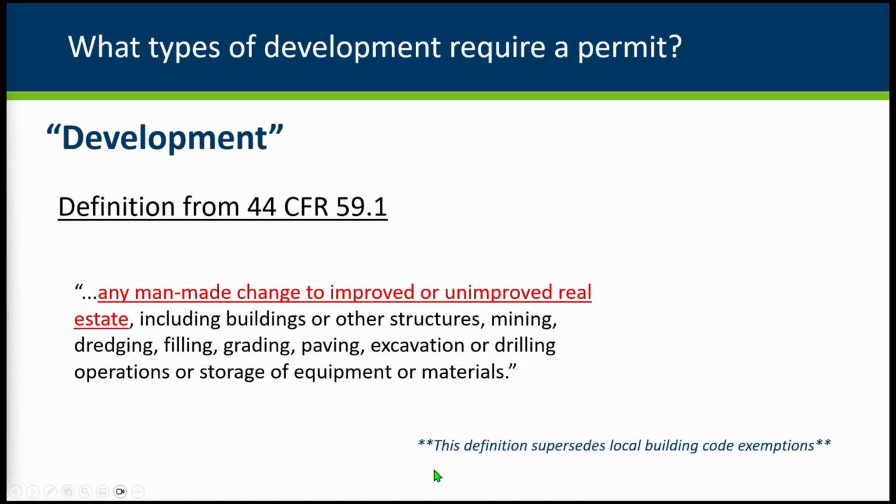If you can read the fine print in the lower right-hand corner, it says this definition supersedes local building code exemptions. Probably the most common building code exemption that we see is the state building code exemption for those small sheds less than 200 square feet in size. So just be aware if you've got one of those small sheds and it happens to be in the floodplain, it's considered development and you're going to be requiring a permit for that.